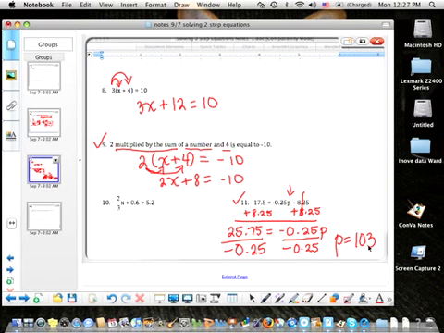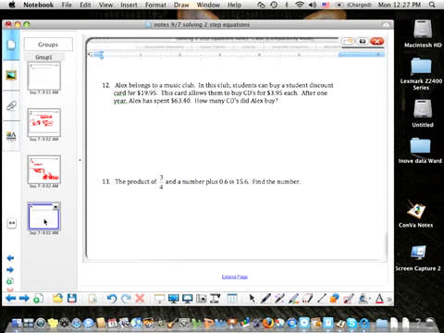Let me double check my math, make sure I did that right. 17.5 plus 8.25, and then divided by -0.25. That's it. There you go. So that's one with decimals. They look scary. They're really just about the same as all the other ones we do.